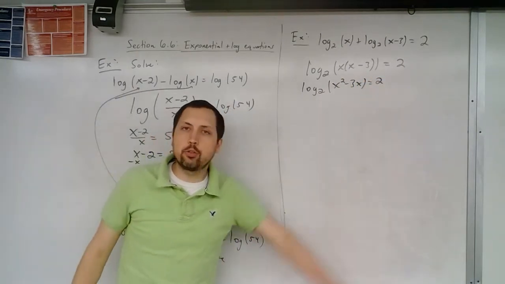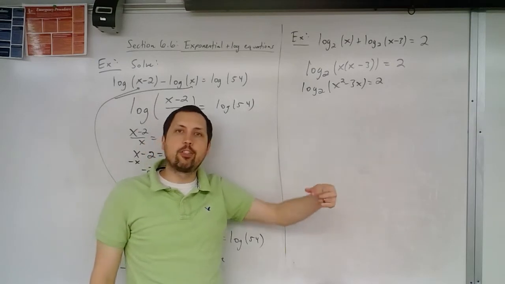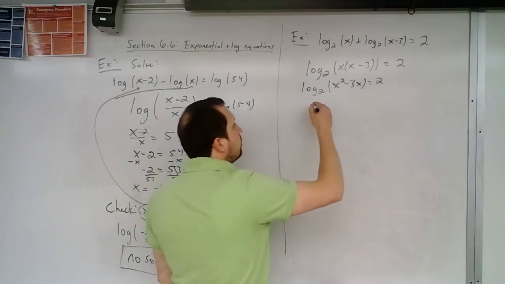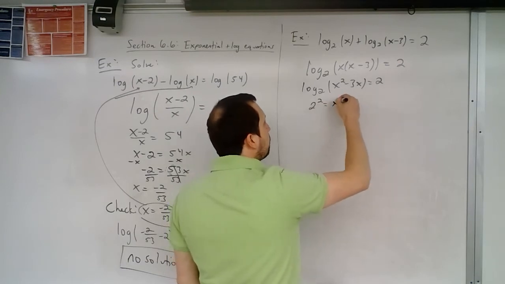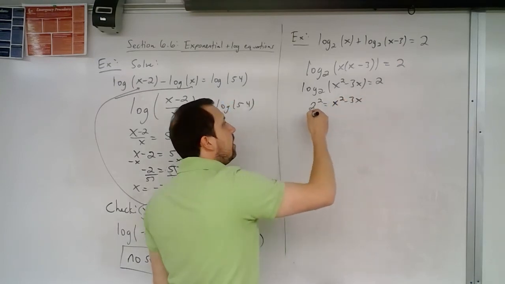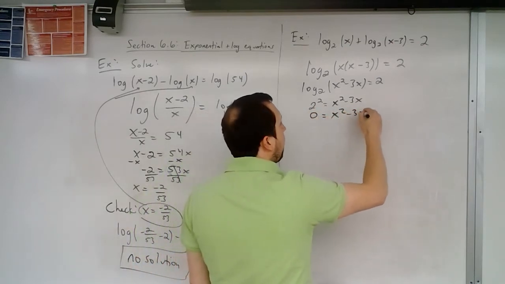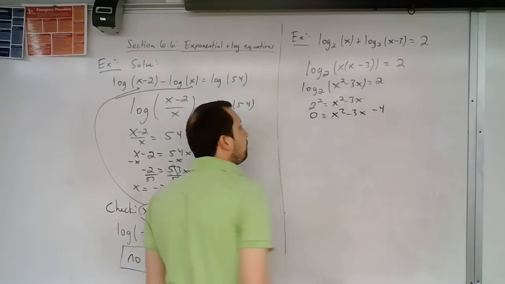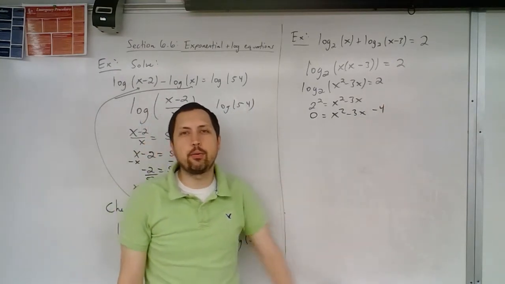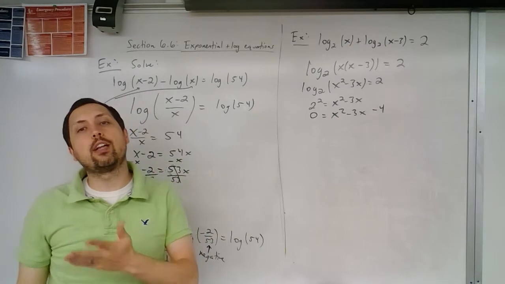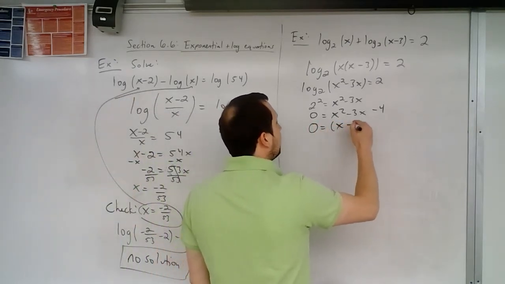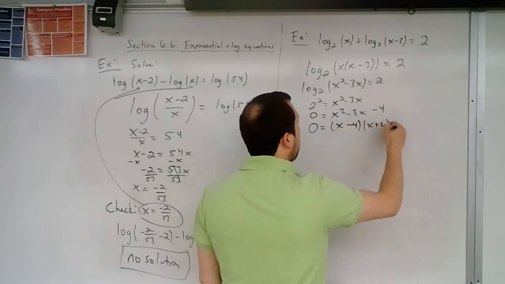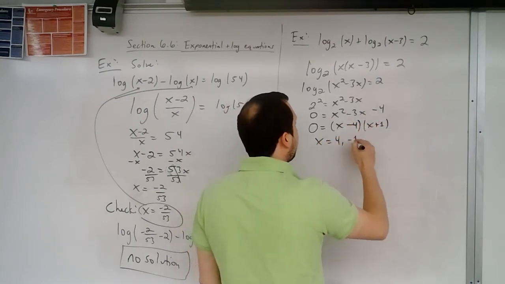Now that I have a log equal to a number, if I want to get rid of this log, I turn it into exponential form. So I have 2 squared, this base raised to the 2, is equal to x squared minus 3x. This is just 4, so I'm going to subtract this, so I have 0 is equal to x squared minus 3x minus 4. So you have a quadratic, you set that equal to 0. Now we solve this using either the quadratic formula or factoring. So I factor this as x minus 4 times x plus 1. So x is equal to 4 and negative 1.